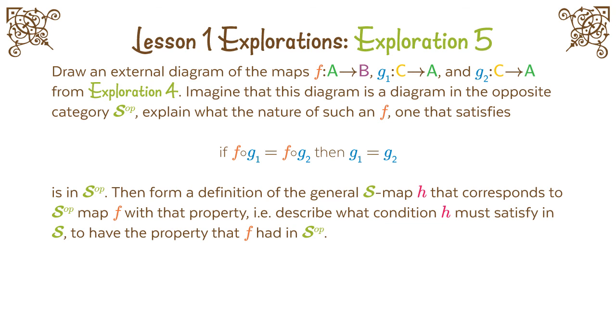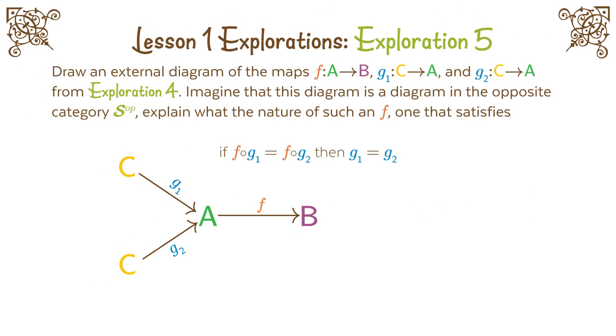Exploration 5 politely requests that you draw a diagram from Exploration 4. Unless you already knew this stuff, you should have done that anyhow, but just in case you didn't. Okay, so it tells you, imagine that this is a diagram in S^op, the opposite category, and to describe the nature of any F that satisfies the same condition. Then describe what the H that corresponds to this F in S must be like, and write down the conditions it must satisfy. Well, this is easy, right?